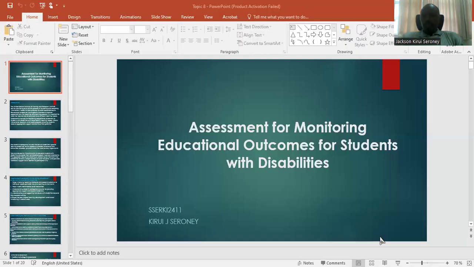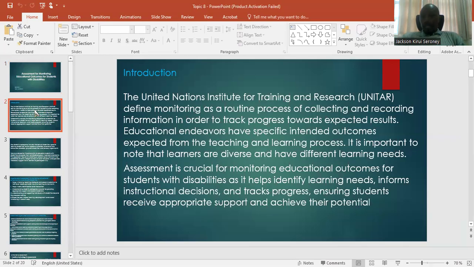Good afternoon. We want to discuss assessment for monitoring educational outcomes of students with disabilities. Now, monitoring is a routine process of collecting and recording information in order to track progress towards expected results. Assessment is crucial for monitoring educational outcomes for students with disabilities, as it helps identify learning needs, inform instructional decisions, and track progress, ensuring students receive the appropriate support and achieve their potential.